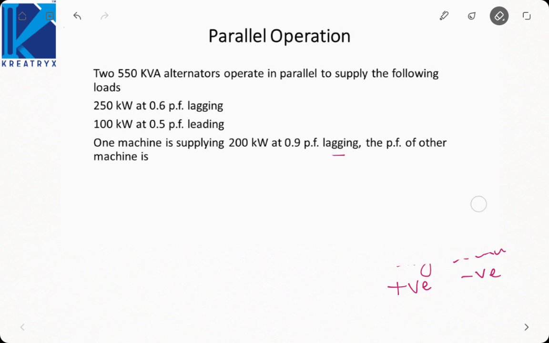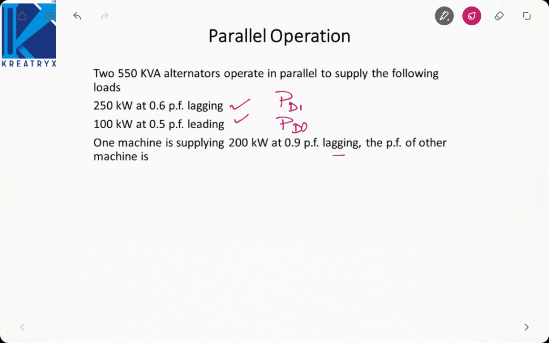So let us see the problem that we have been given. Two 550 kVA alternators operate in parallel to supply the following loads. So these two are the loads, so this basically is demand 1, demand 2. One machine is supplying, this is the supplied power, so PG1. We need to find the power factor of the other machine.